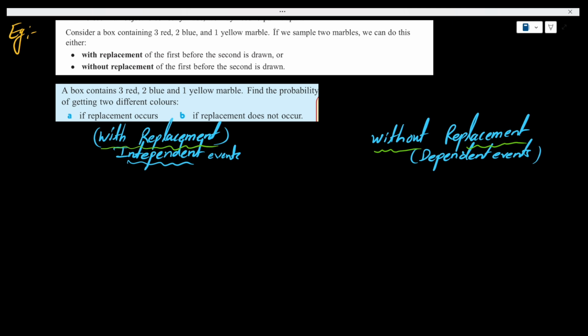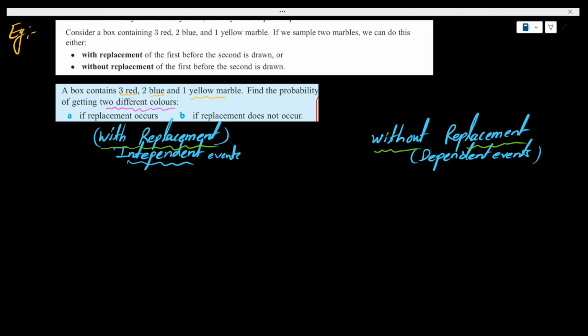So how do we do it here? Let us see. What is written here? A box contains three red balls, then two blue balls and one yellow marble. Instead of balls, they have given marbles. Find the probability of getting two different colors when you are picking two marbles. So there are two events, first and second, to pick the different color marble.